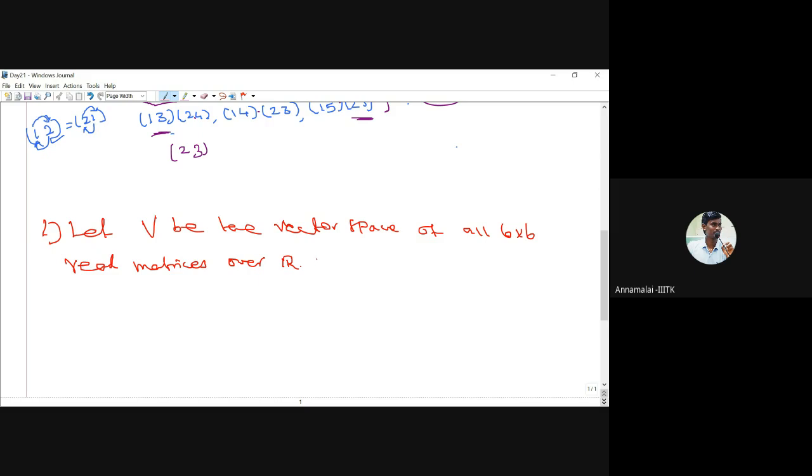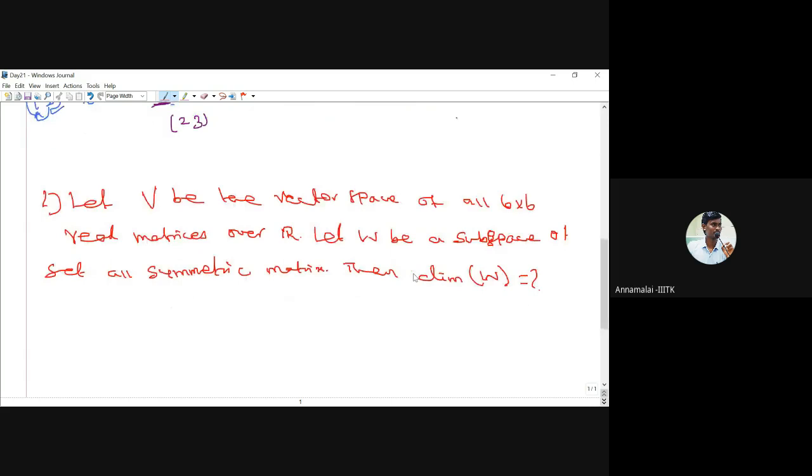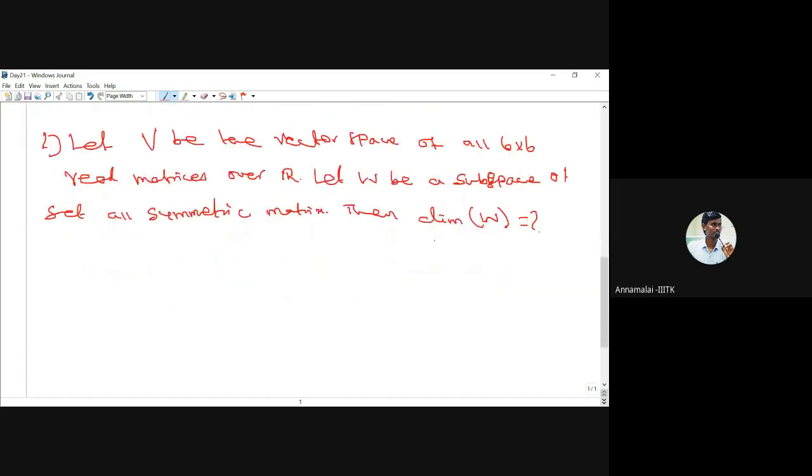Maybe I use the notation: let W be a subspace, the set of all symmetric matrices, a subspace of V. And what is the dimension of the subspace? Okay, then the question is what is the dimension of W, not V? The dimension of V is nothing but 6 square. The dimension of the set of all n by n matrices is n square. But we have to find the dimension of the subspace. Okay, now it is clear.